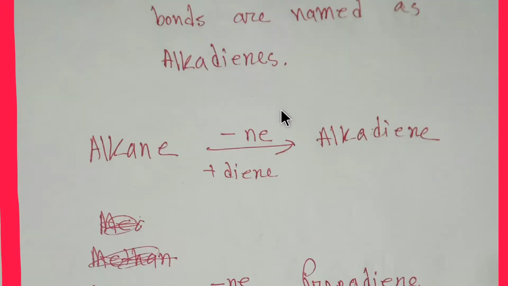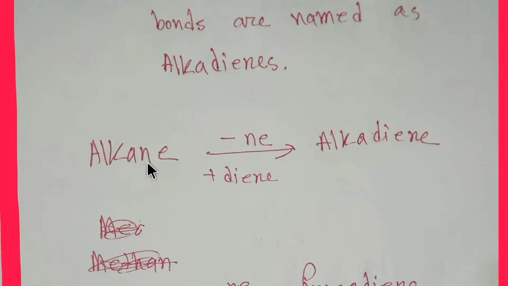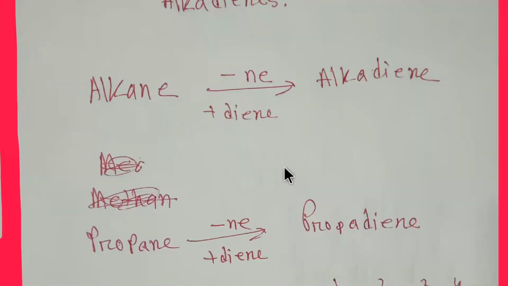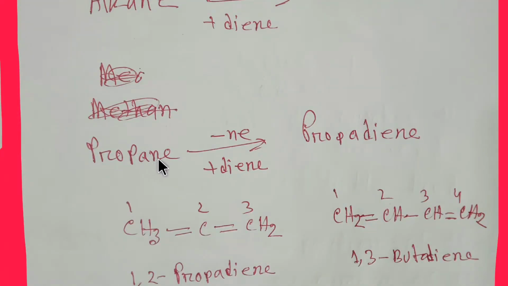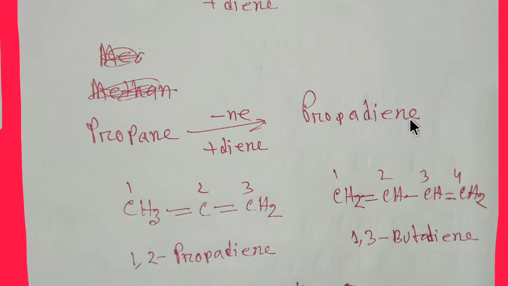How can we name alkadienes? From the alkane, we have to deduct 'ane' and we have to add 'diene'. So this is propane, and if we deduct 'ane' and add 'diene', we are getting propadiene.